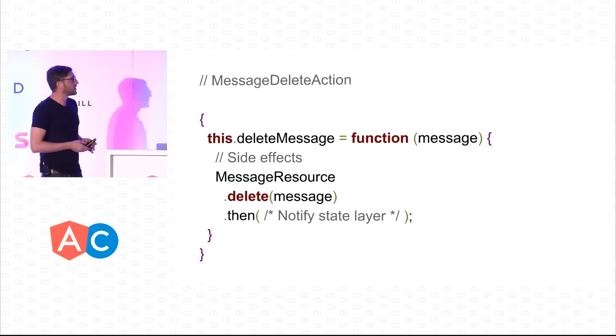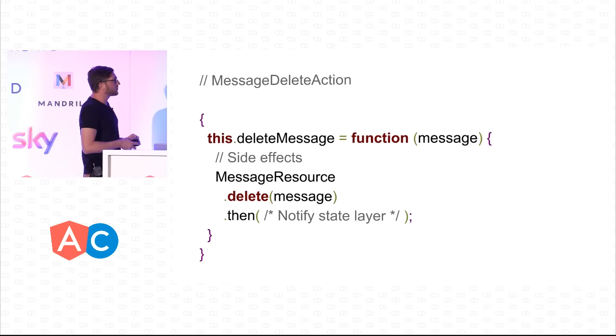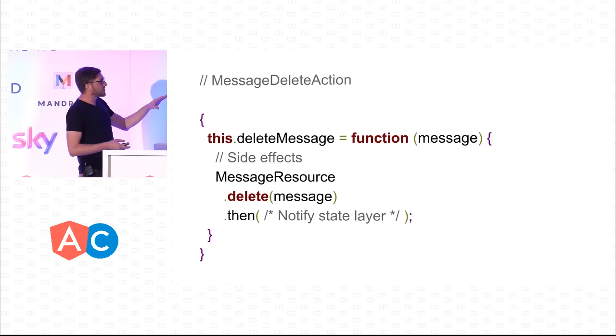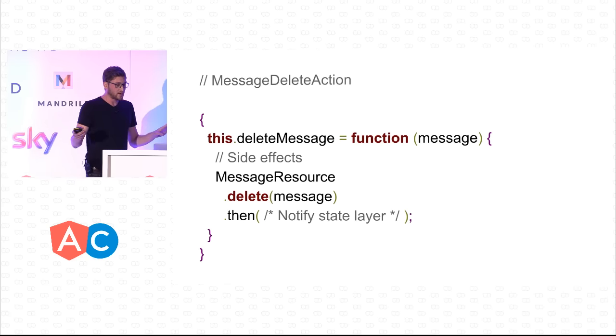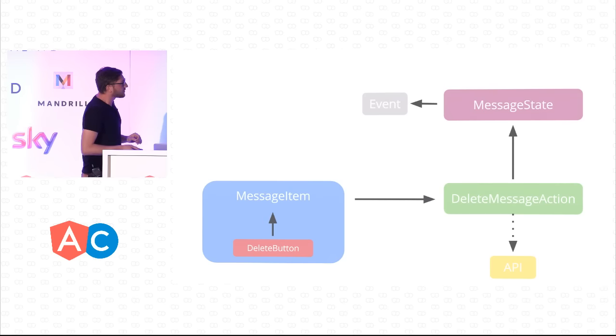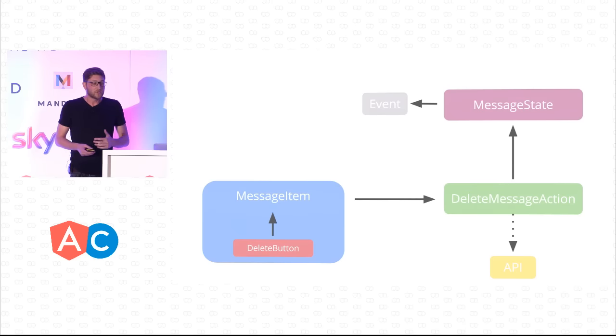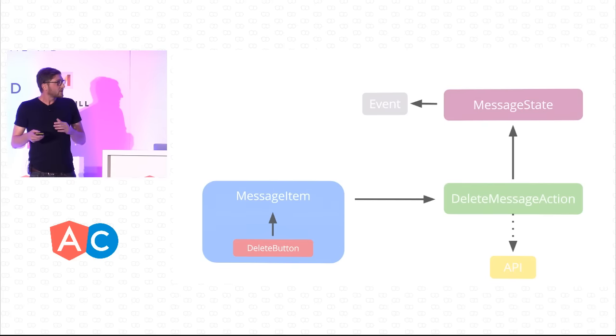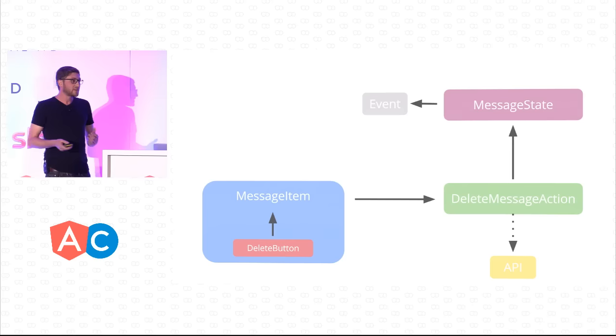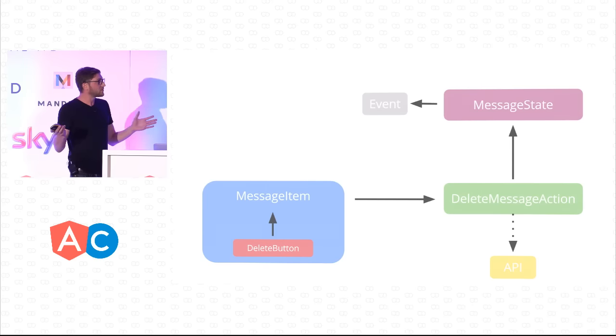How does this look in code? It's fairly simple and straightforward. Our message delete action has a method, delete message, that couples all the side effects, in this case just using the message resource to delete something. And then we see we want to notify our state layer. This state layer then does all the state manipulations. It will be responsible to bundle all state mutations there. And our state layer will notify or throw an event and say, hey, something has happened to my data, to my state.